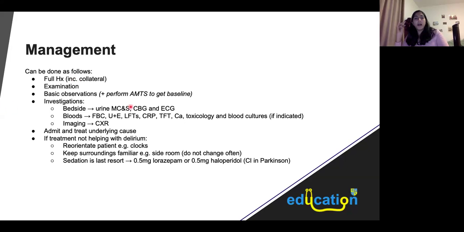I don't really see many people doing an AMTS, actually. I see more people doing the 4AT. That's more appropriate for delirium. I don't think AMTS is as used. And then essentially find out what's happening and try to reverse it. And as I said, there are ways that we can do that in a conservative way.